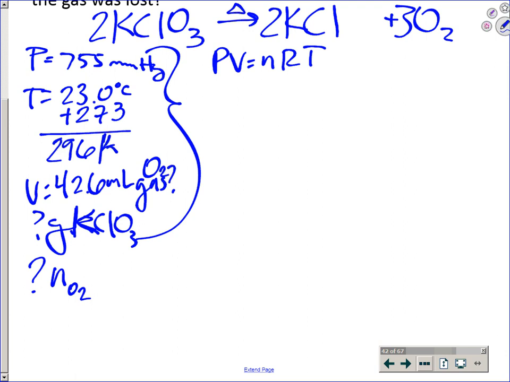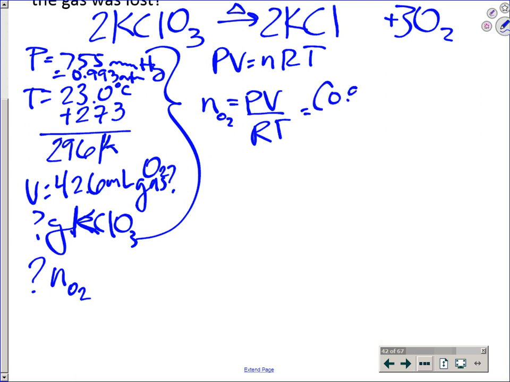So isolate n for me. n equals PV over RT. Again, I just like to note it's actually gas so we don't mix up our givens in the end. Oh, darn. P's got to be in what? Done. Give me that for me. 755 millimeters of mercury divided by 760 millimeters of mercury. 0.99. Can you give me one more decimal? 0.993 atm. Okay, so 0.993 atm.